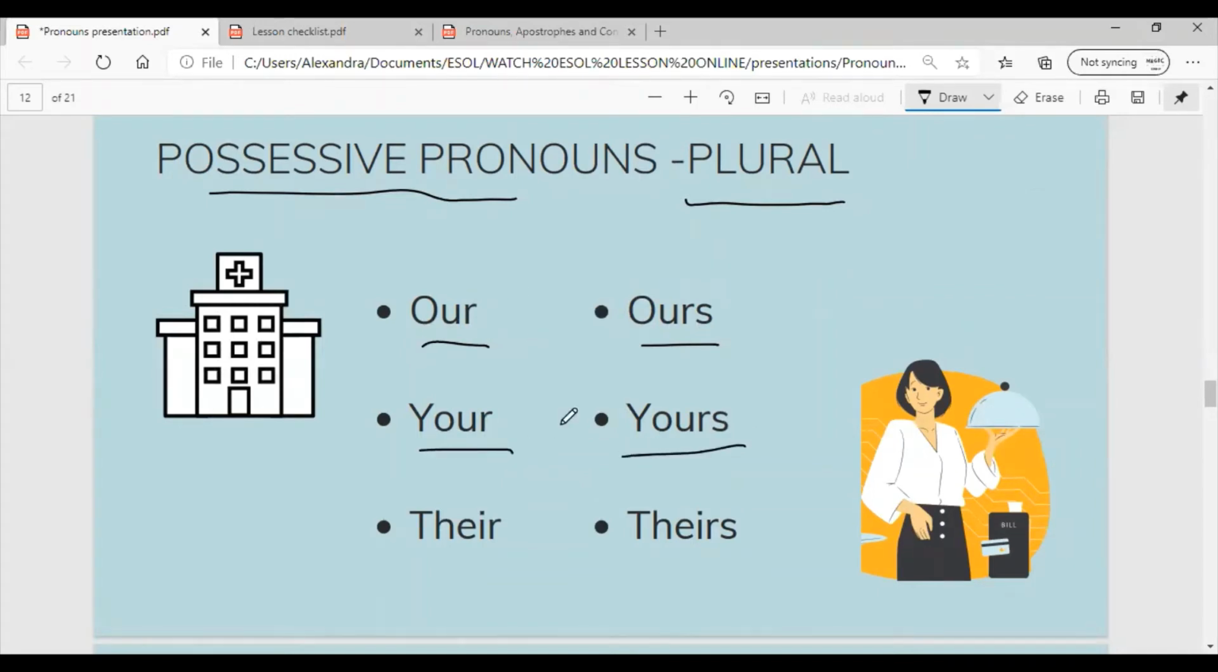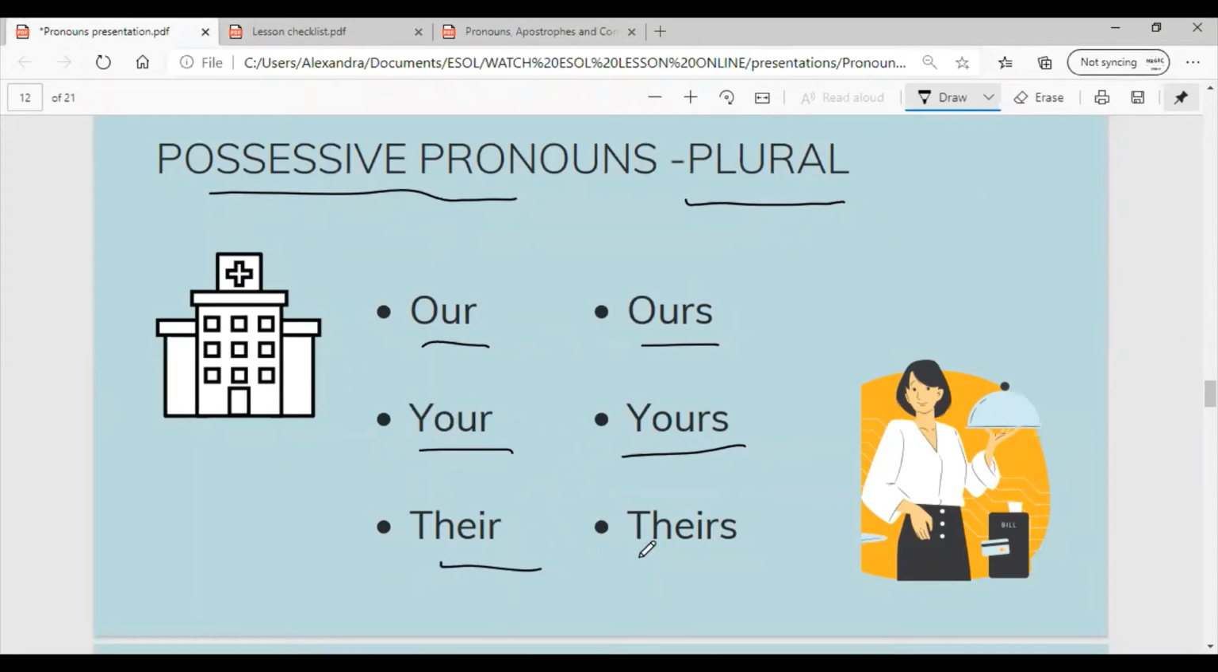Your and yours can also be used as a plural, to refer to a group of people. So the waitress might arrive at a table in a restaurant and say, here are your meals. So this would describe something for a group of people, so not just one person.